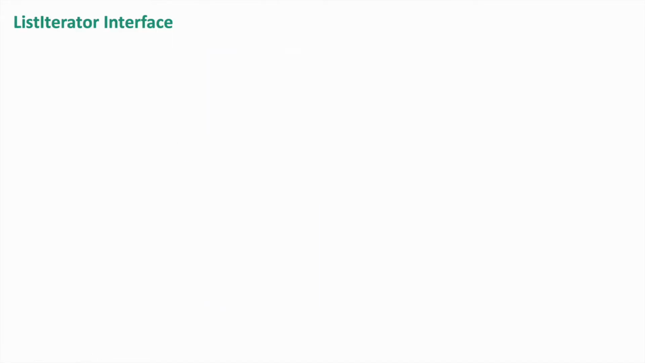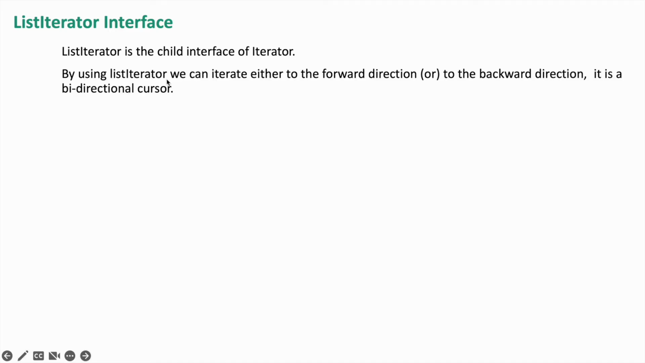The next way of iterating elements from the collection object is by using the ListIterator interface. This ListIterator is the child interface of the Iterator interface. By using ListIterator, we can iterate either in the forward direction or in the backward direction. It is a bidirectional cursor.